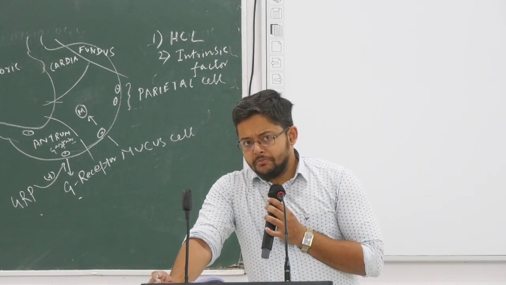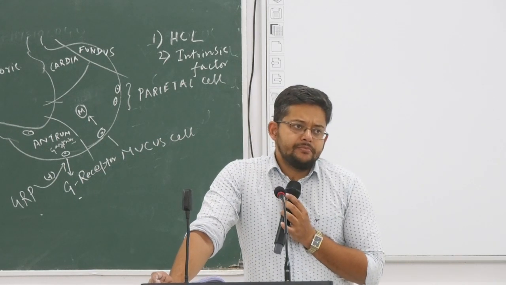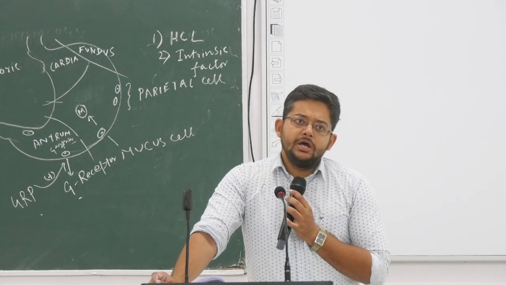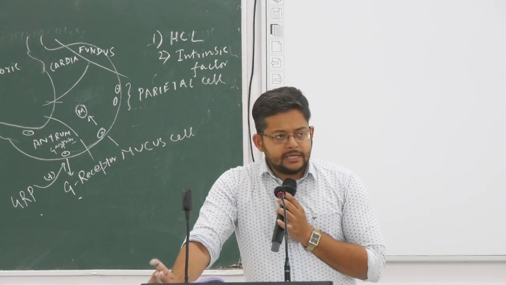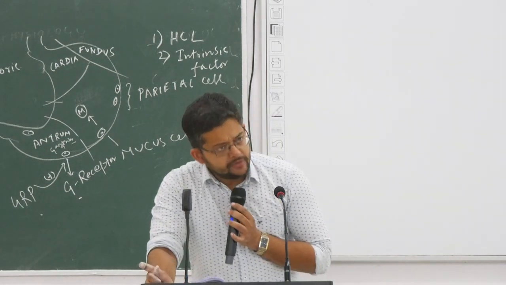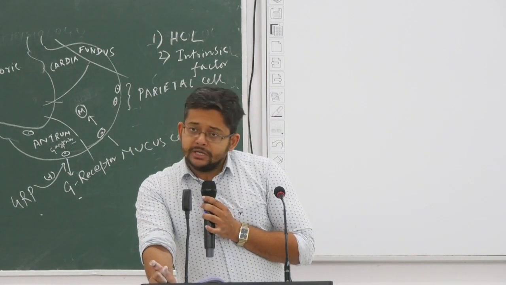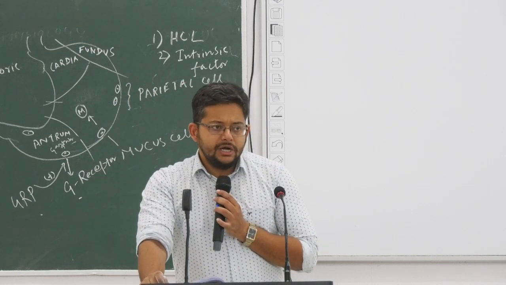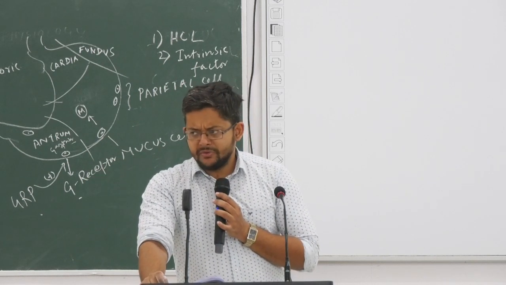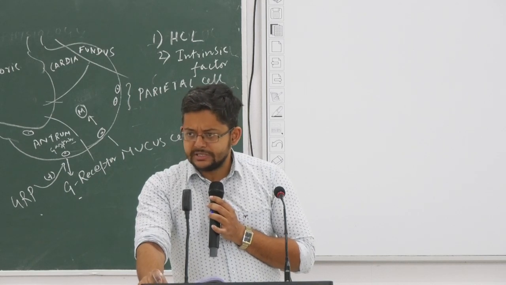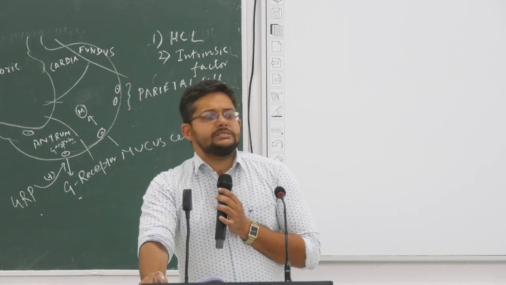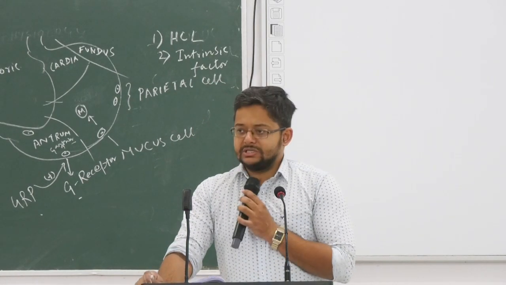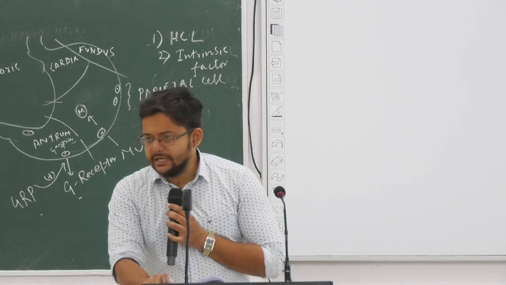Coming to the nerve supply of the stomach: sympathetic supply, parasympathetic supply, and local supply. Sympathetic and parasympathetic come from the autonomic nervous system. The sympathetic supply of the stomach is T4 to T10 segments. The parasympathetic is the vagus, and the neurotransmitter of the vagus is ACH.